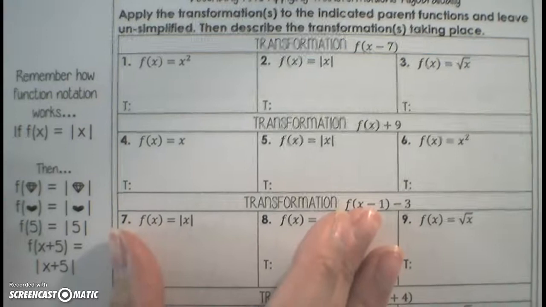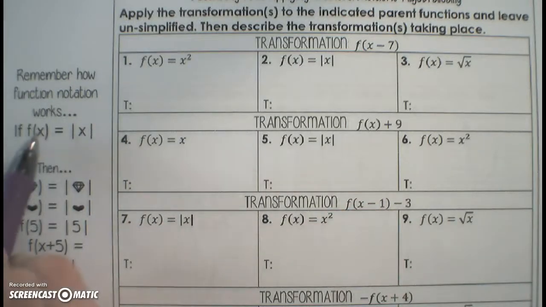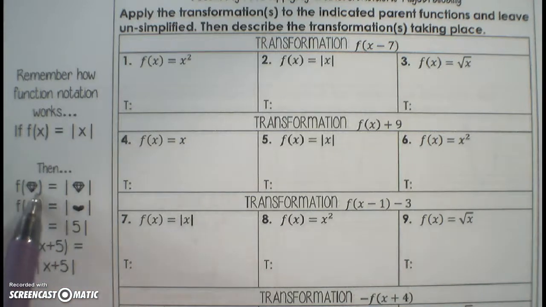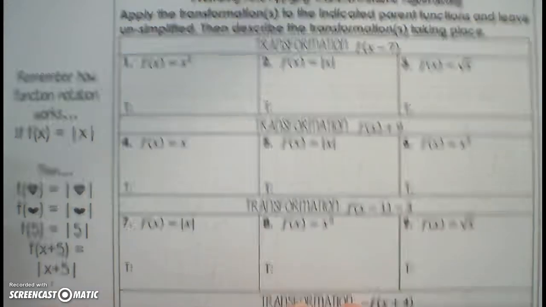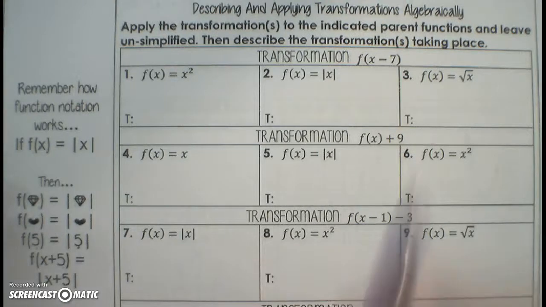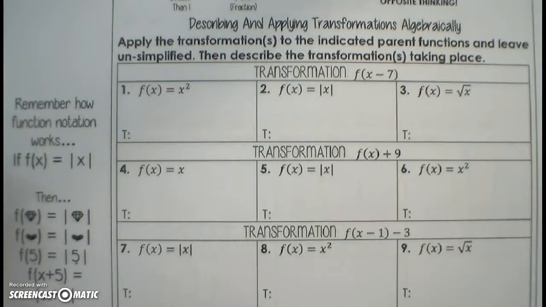So remember how function notation works. Basically, all we're doing is taking whatever number they're telling us and plugging it in. So if it's f of a diamond, we plug the diamond into the absolute value. If it's f of heart, then we plug the heart into the absolute value. If it's f of 5, we plug that into the absolute value, and so on. If there's more than one thing, plug it into that absolute value. Now, some of these aren't always going to be absolute value, so we might have to use parentheses or make sure that it gets under the radical. That would be considered plugging it in for that function.